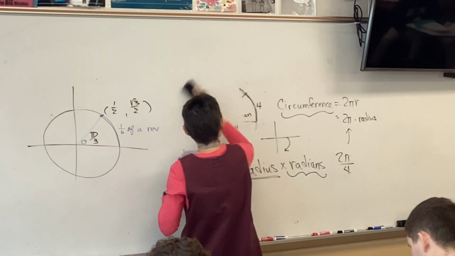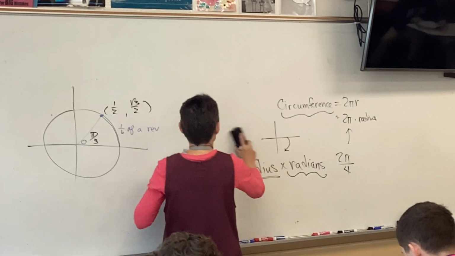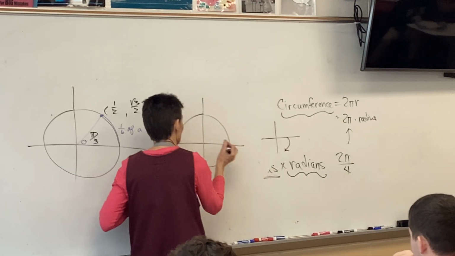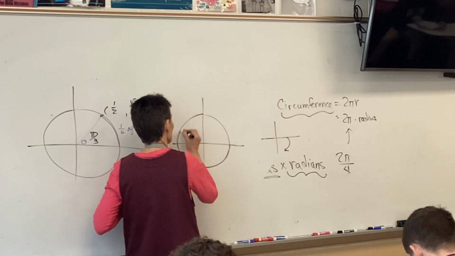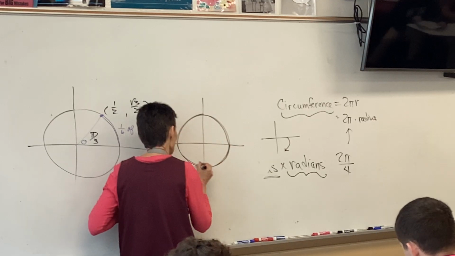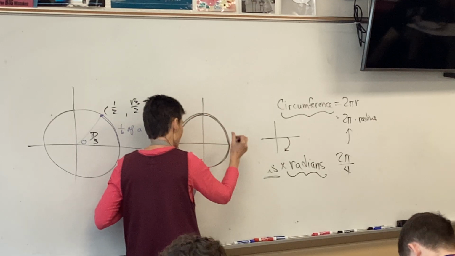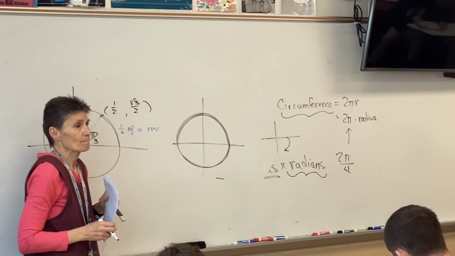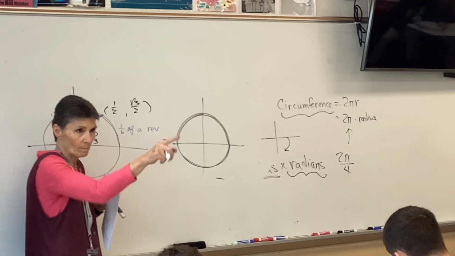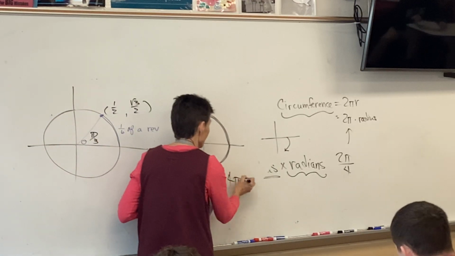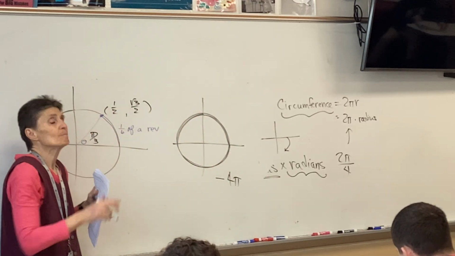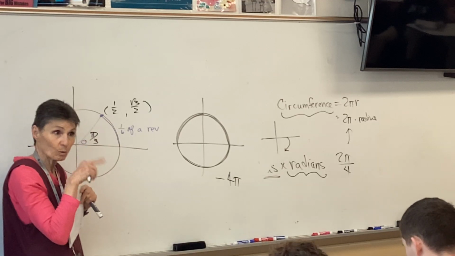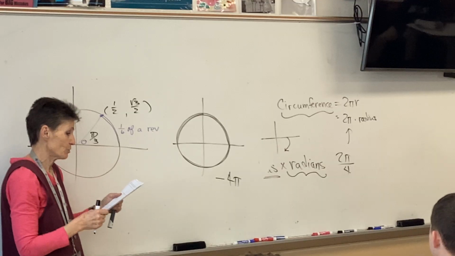2 full revolutions clockwise. So here's my circle. 2 full revolutions clockwise. Going down, so I'm going to be negative. What would that angle be? Negative 4 pi. Why is it negative? Down, clockwise. Why is it 4 pi? Because I went around twice, and each revolution is 2 pi.